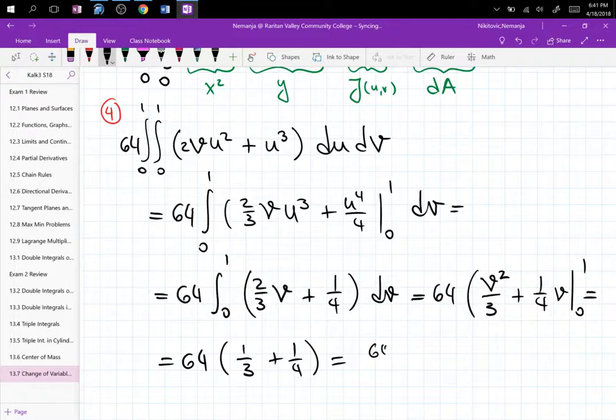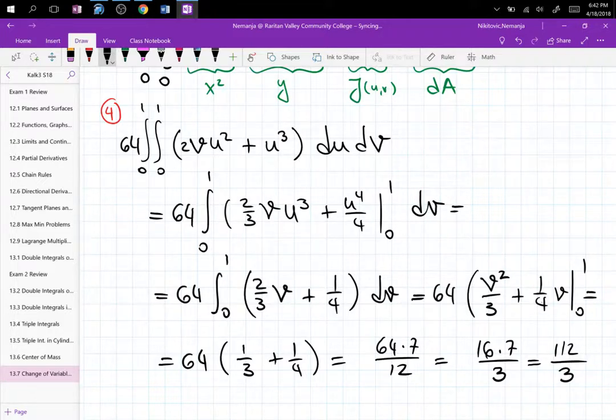You get 64 over 3. No, let's just do the 7/12. So 64 times 7 over 12. Divide by 4. So that's 16, right? Times 7 over 3. 112 over 3. And there it is.